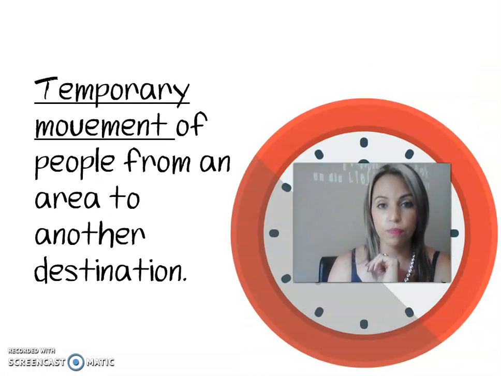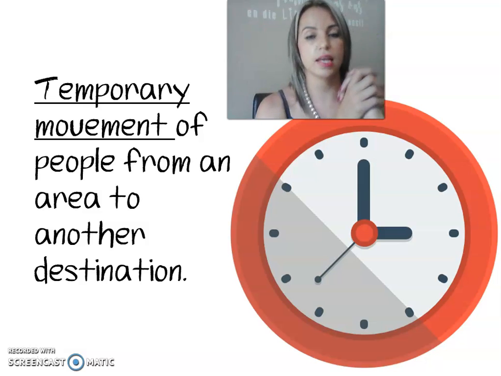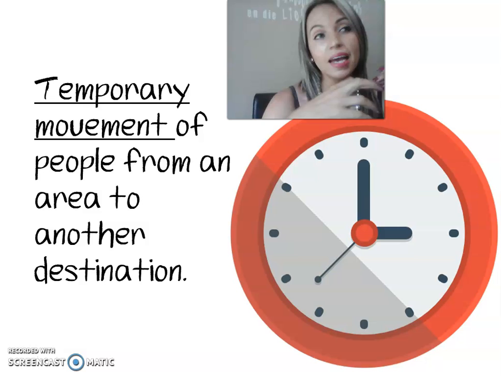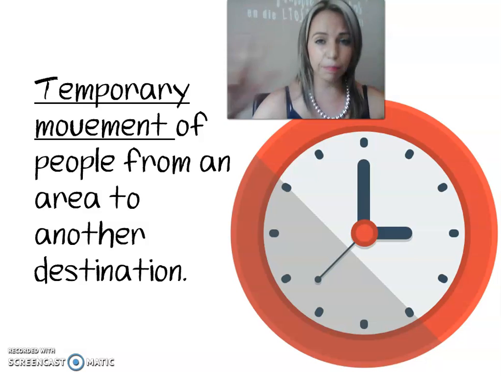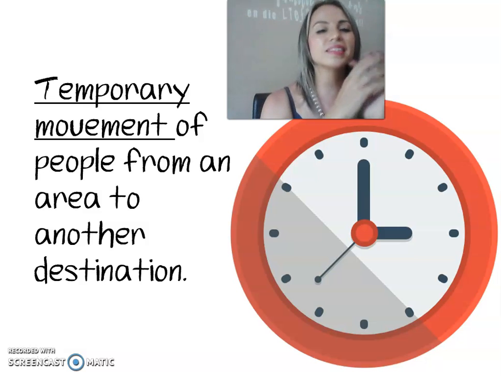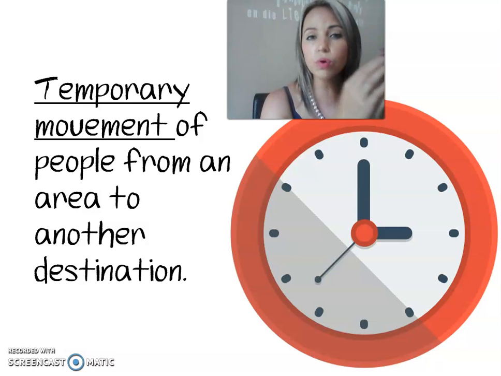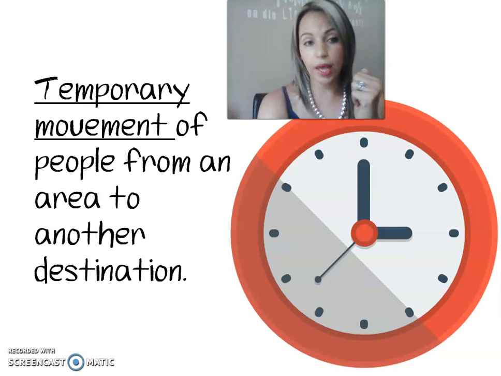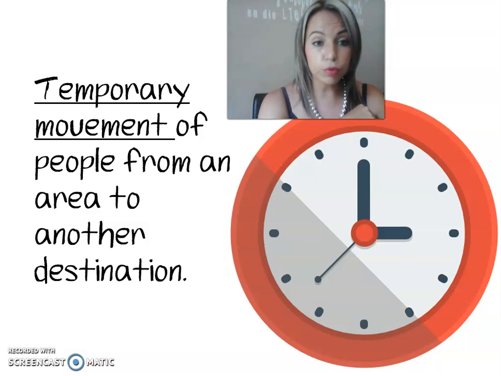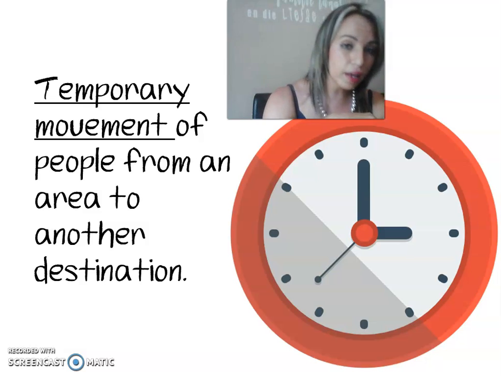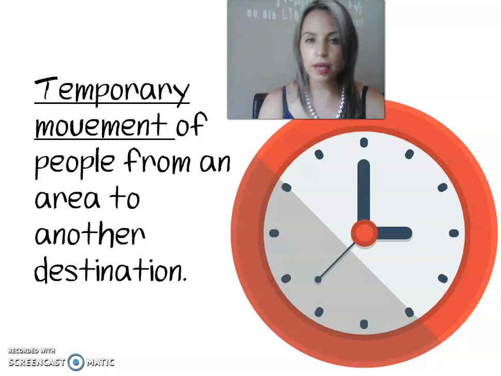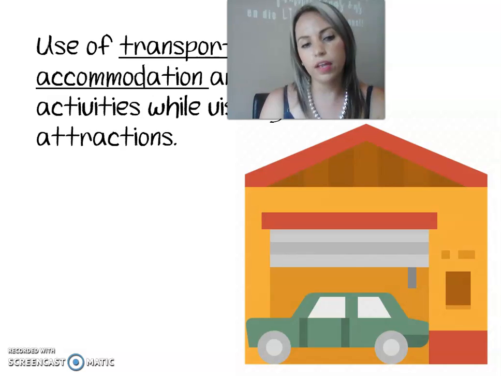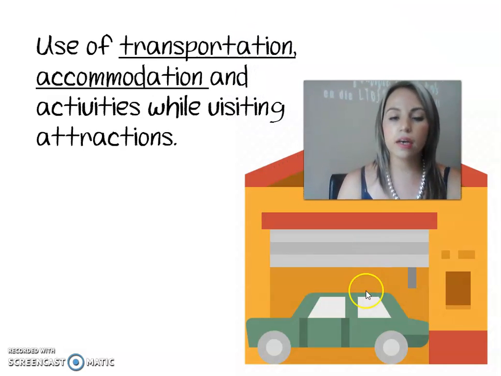Then our next one is a clock. Now, this clock shows us that traveling does not take up a big part of our life. It's a temporary movement; for a little while, we go somewhere else. So it's the temporary movement of people from one area to another. Okay. Our last one is a picture of a little house and a car.